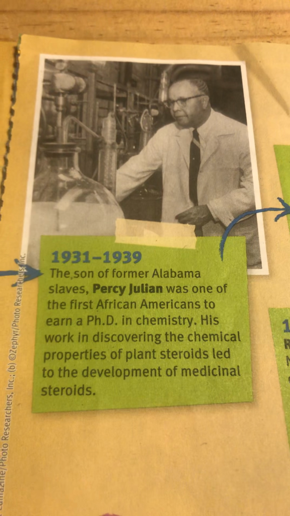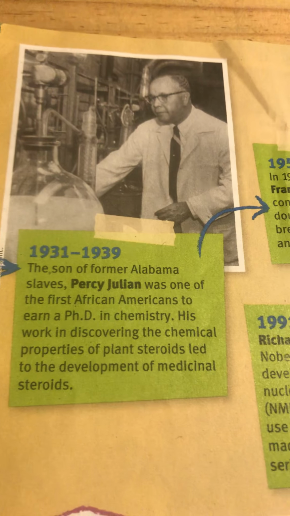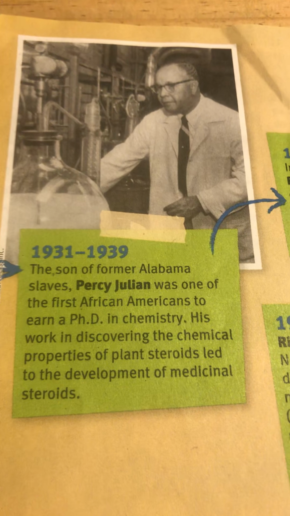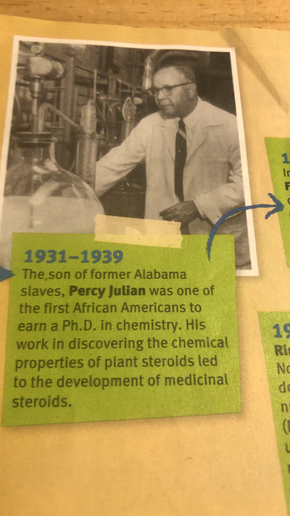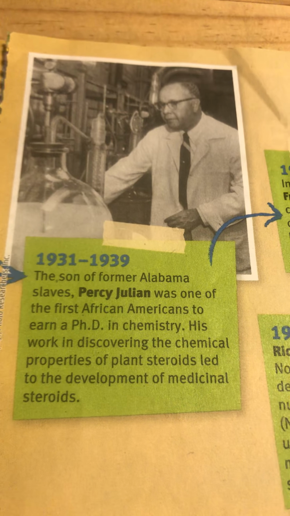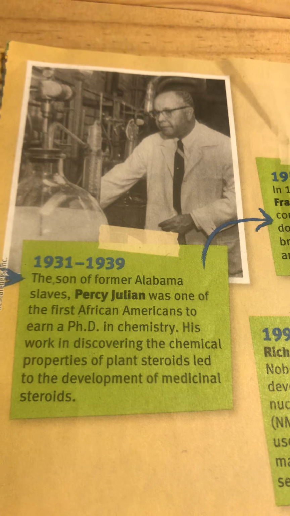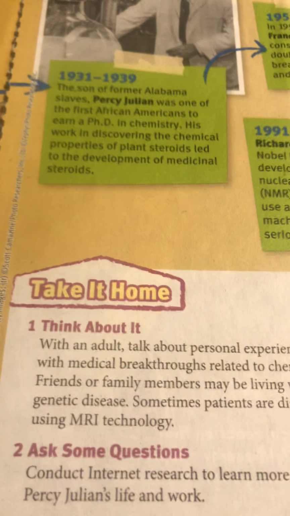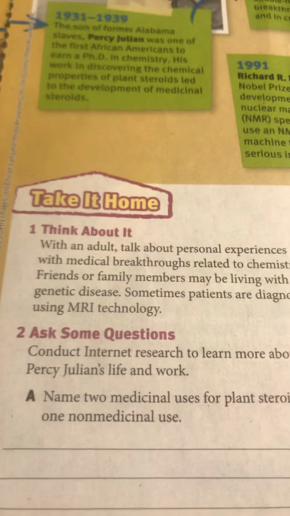There are other people that were really incredible stars. This is Percy Julian, and he's the son of a former Alabama slave. He was one of the first African Americans to earn a PhD in chemistry. His work in discovering the chemical properties of plant steroids led to the development of medicinal steroids, which was really helpful in solving some problems.